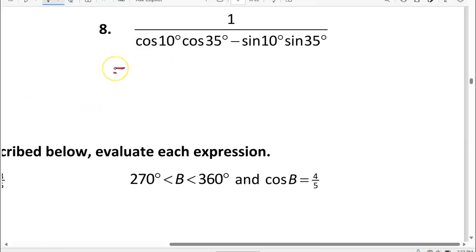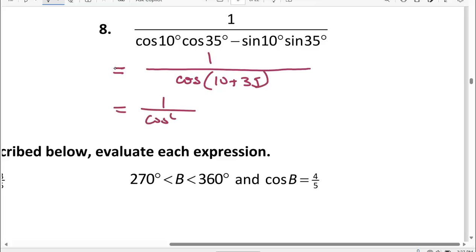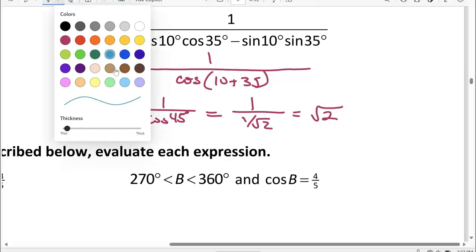In number 8, 1 over the cosine of 10 times the cosine of 35 minus sine of 10 sine of 35 is equal to 1 over, and the denominator portion of this is the same as the cosine of 10 plus 35. So this would be equal to 1 over the cosine of 45 degrees. The cosine of 45 degrees is 1 over the square root of 2 in unrationalized form, so when I flip that to form the secant, we'll get the square root of 2.